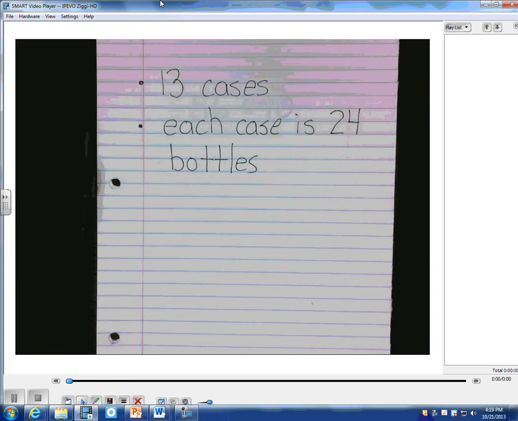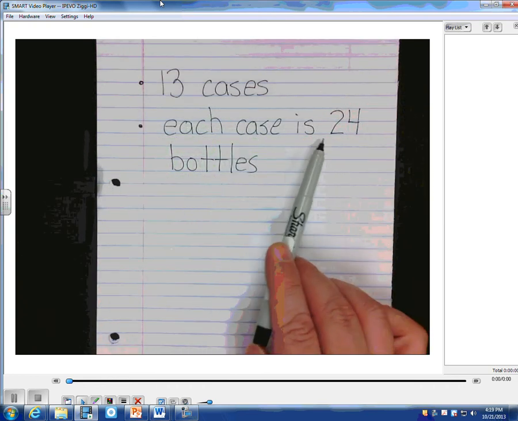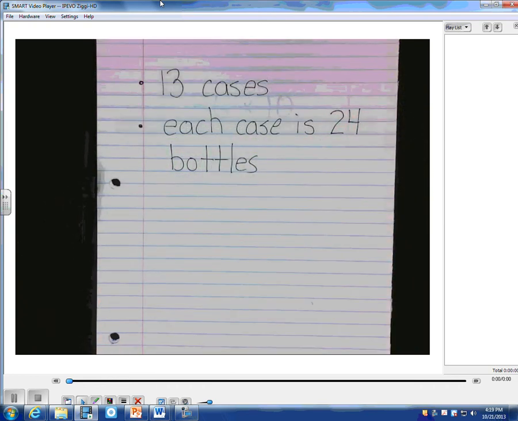We've had a couple of these already on the previous review sheets. So this is one that I'm pretty confident, without telling you the operation, you should know what to do at this point. So again, he has 13 cases. There are 24 in each one of those cases. So how many bottles of water did he buy total?